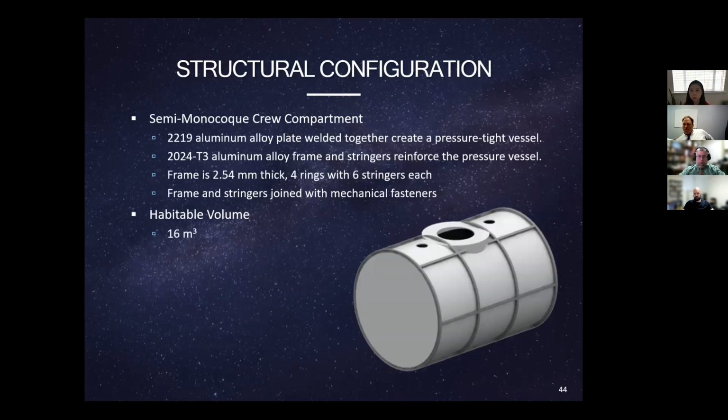The crew module is semi-monocoque in design, which is comprised of a skin, and the skin is made out of 2219 aluminum alloy. It is welded together to create a pressure seal, and the stringers and frames are made out of 2024 T3 aluminum. The frame and stringers are mechanically fastened together. This yields a total habitable volume of about 16 meters cubed.